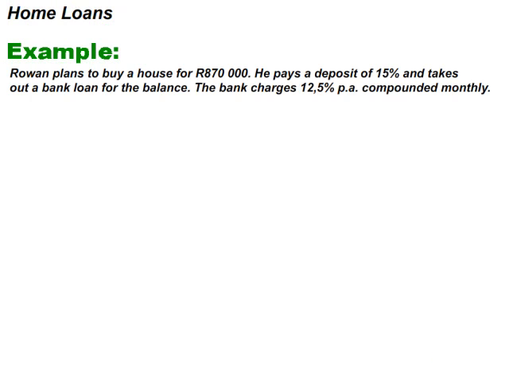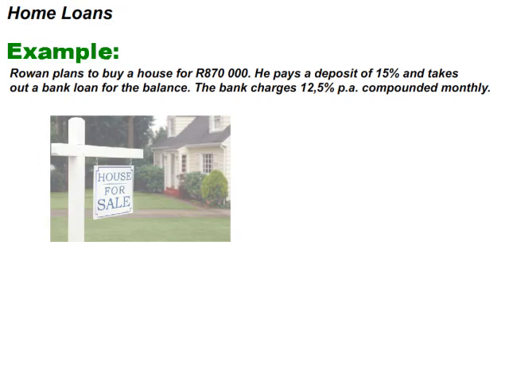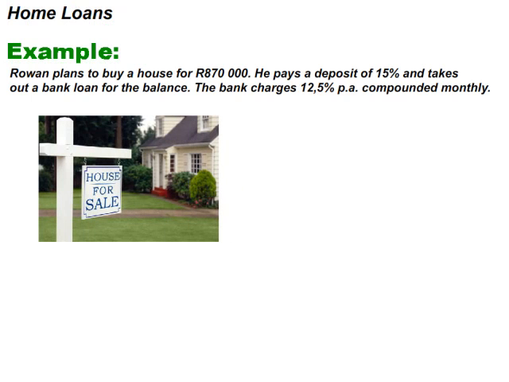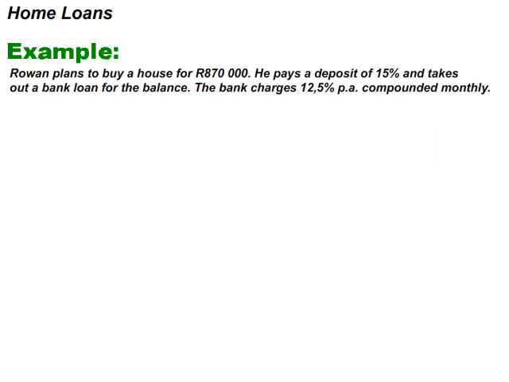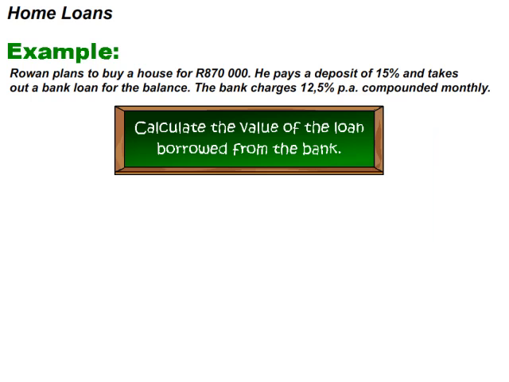Let us have a look at this example. Rowan plans to buy a house for 870,000 Rand. He pays a deposit of 15% and takes out a bank loan for the balance. The bank charges 12.5% per annum compounded monthly. Let us correct the first question. Calculate the value of the loan borrowed from the bank.